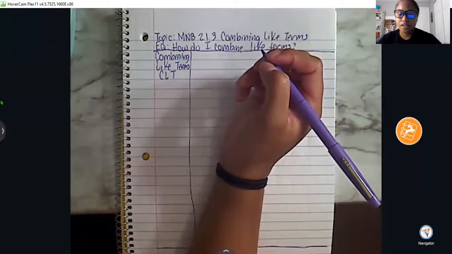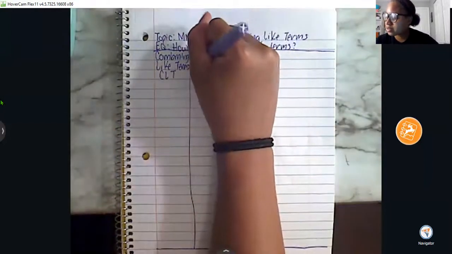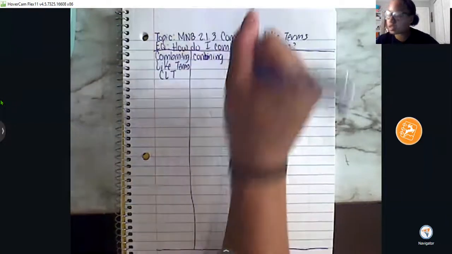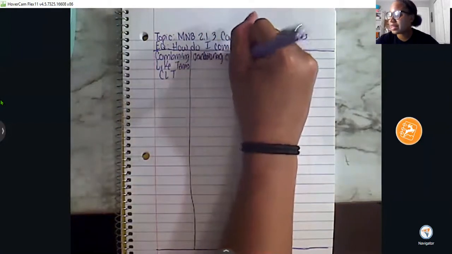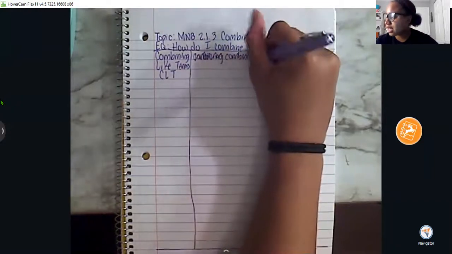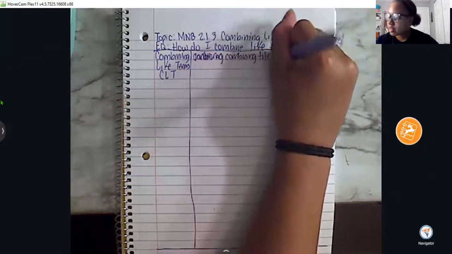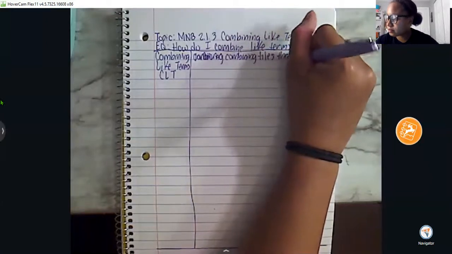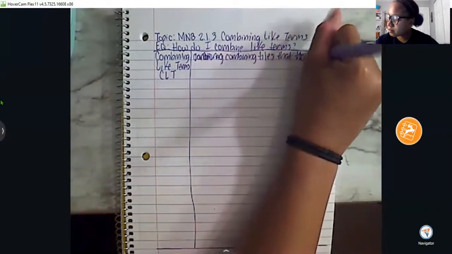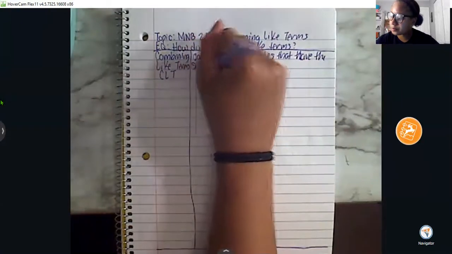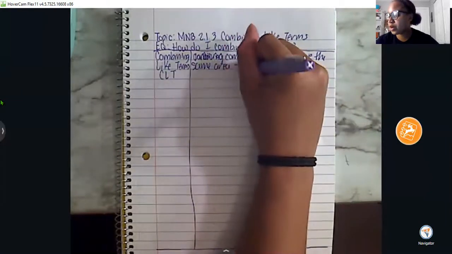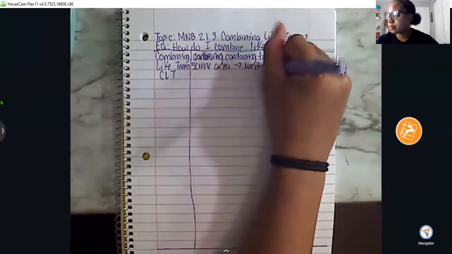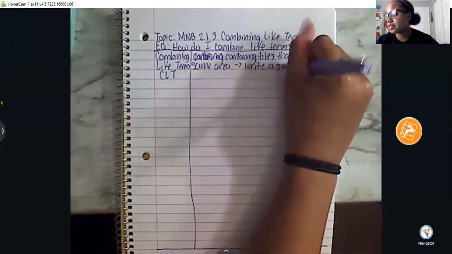So combining like terms is combining signs. So you're combining either signs or tiles. Actually, let me just rewrite that. So you're combining tiles that have the same area. It's used to write a simpler expression. So you're basically combining everything.